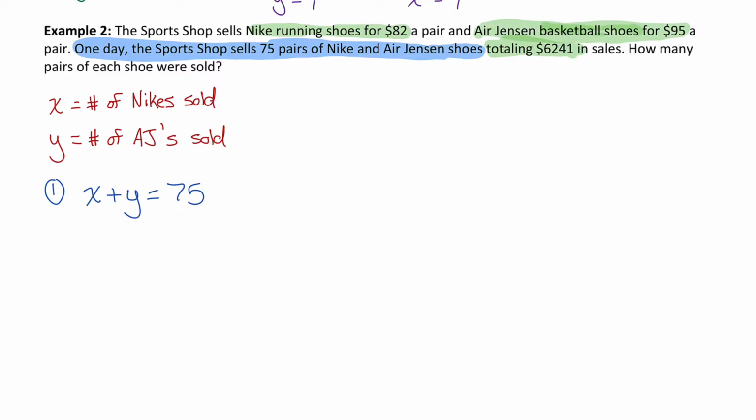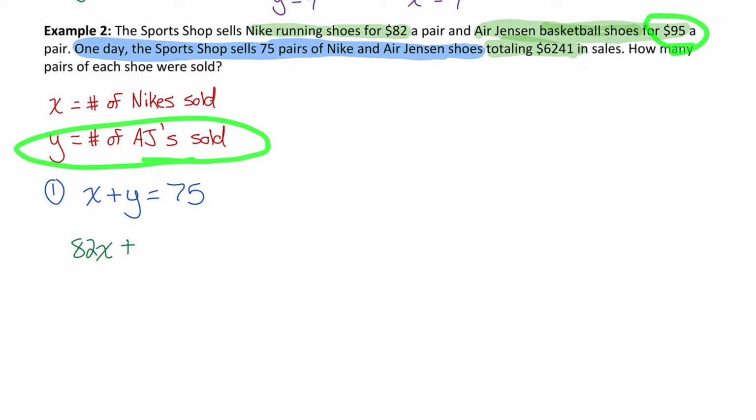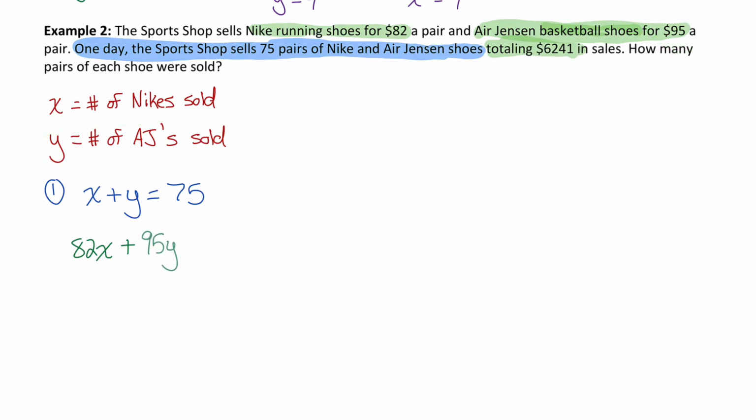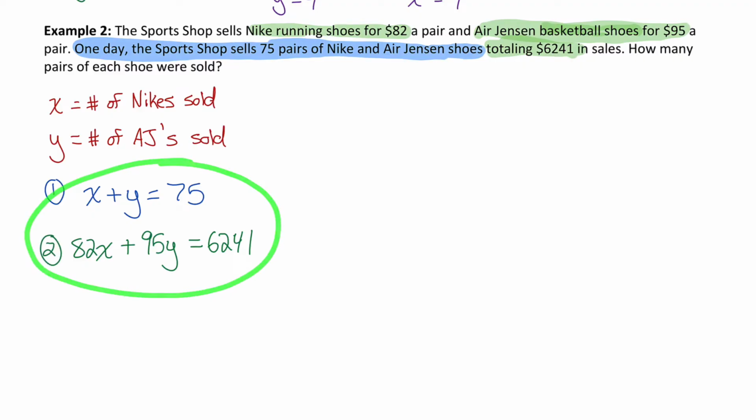So if I multiply the number of Nikes sold by how much each Nike costs, 82, so 82 times x, and then to that I add the number of Air Jensens sold times how much each Air Jensen costs, so 95 times y, that should equal the total amount in sales that the store had, $6,241. And there's my second equation. Notice in each of these two equations, we have our two unknowns, x and y. So I can solve this linear system.